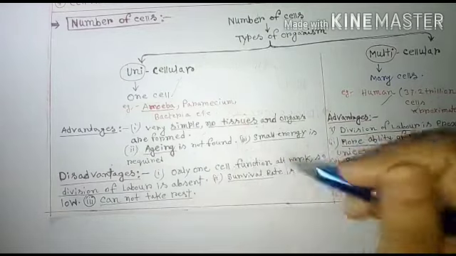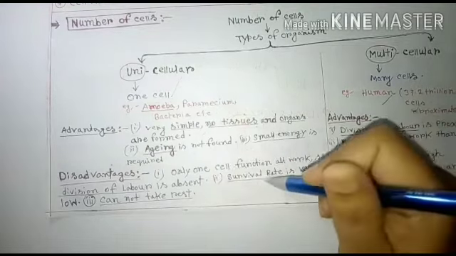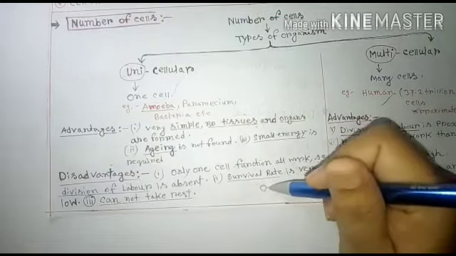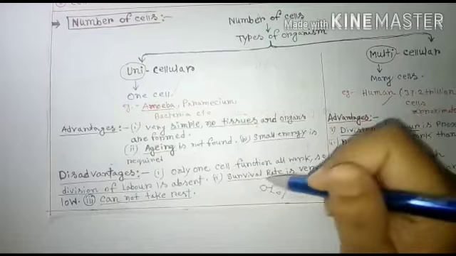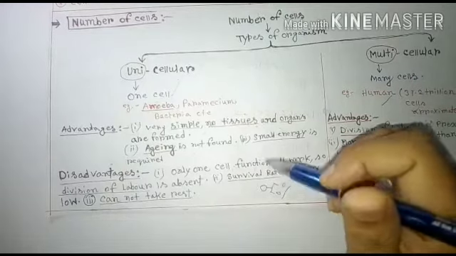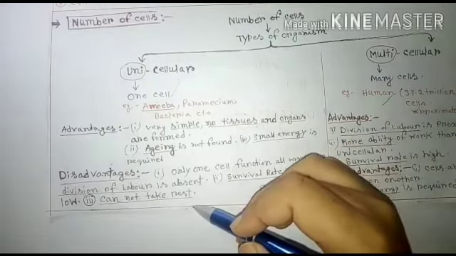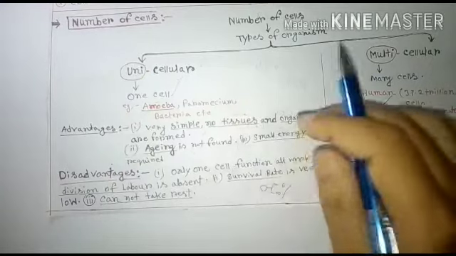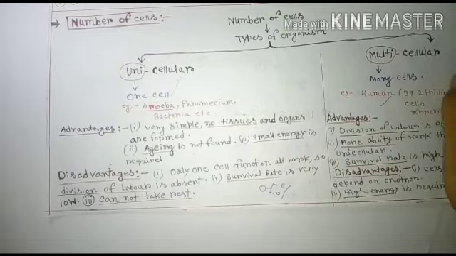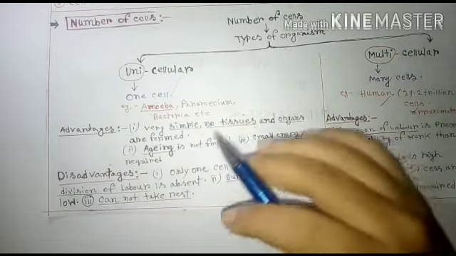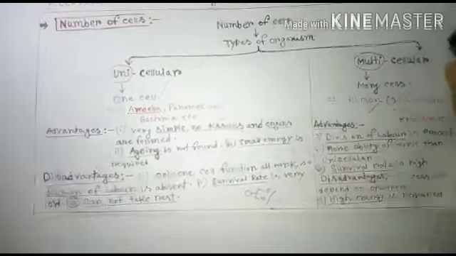and the survival rate is very low, because after maturing it divides into two new cells, so the survival rate is very low and it cannot take rest because only one cell is present. The survival rate is very low and it cannot take rest in the case of a unicellular organism.